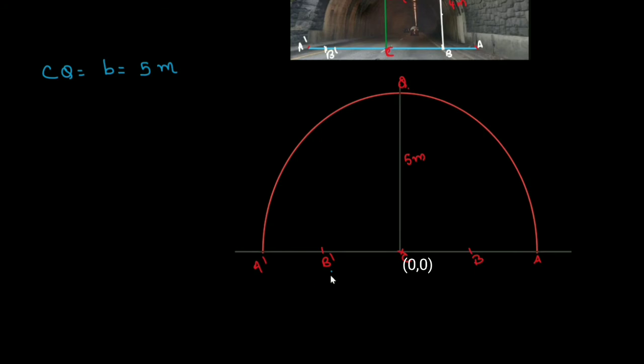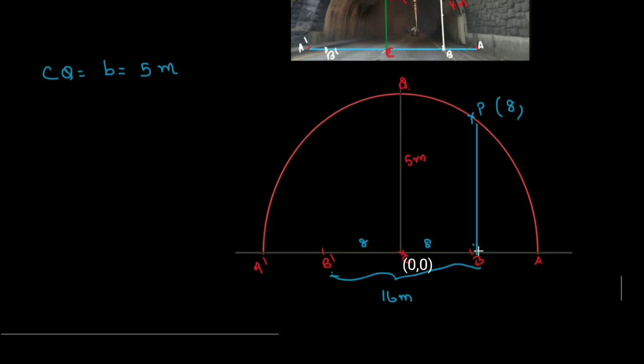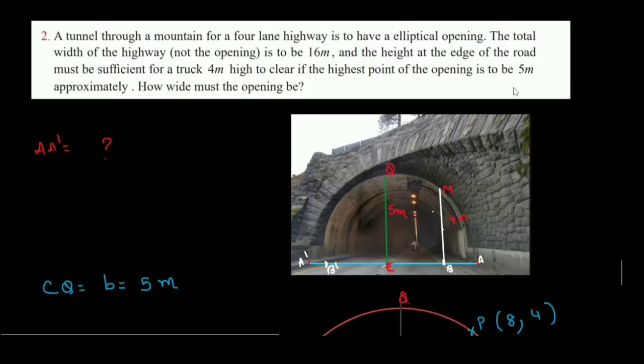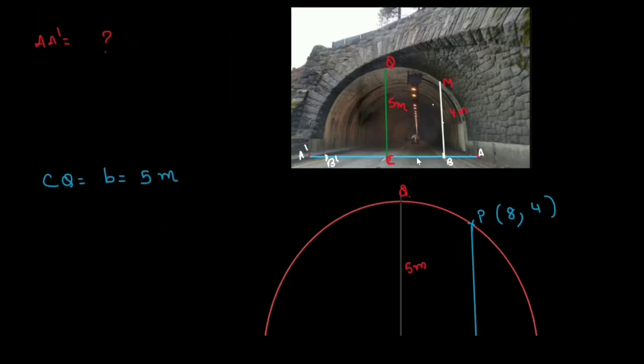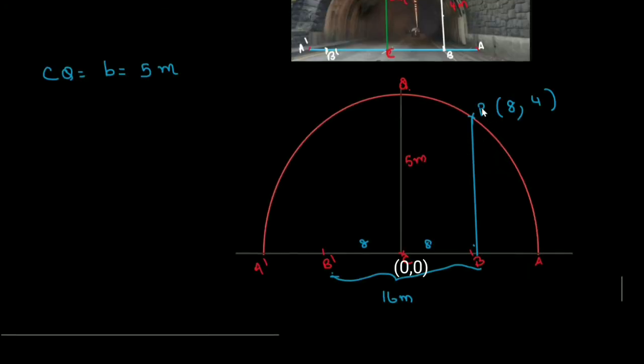Then the length BB dash is given as 16 meters, the highway. That means this side is 8, and this side is also 8. If you take a point P here, its x coordinate is 8, because the full length BB dash is 16. The height at the edge of the road is 4 meters. BB dash is the road, so BM is the edge, and this length is equal to 4 meters. So this point is (8, 4).